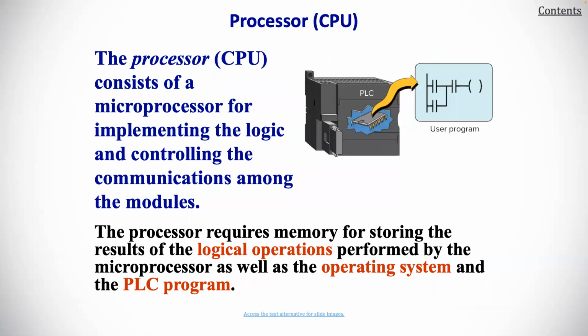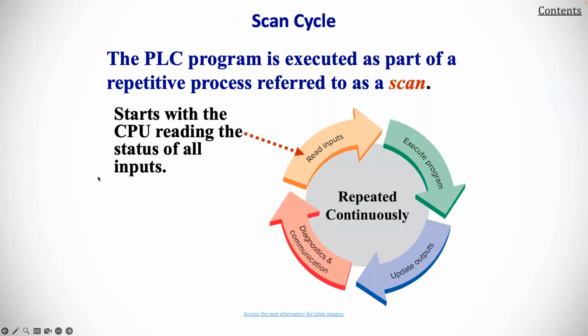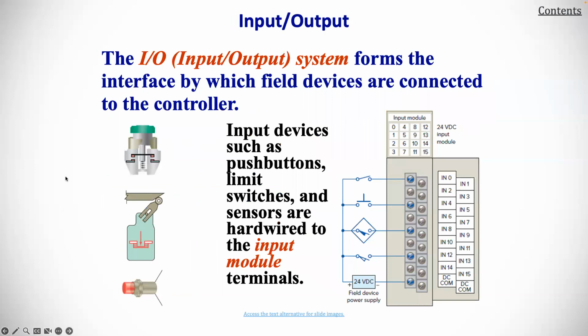The processor, the CPU, consists of a microprocessor for implementing the logic and controlling the communications among the modules. The processor requires memory for storing the results of the logical operations performed by the microprocessor, as well as the operating system and the PLC program. The PLC program is executed as part of a repetitive process referred to as a scan. Starting with the CPU, you read the status of all the inputs, and this is the continuous repeating process that takes place.